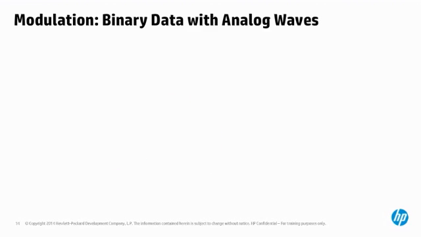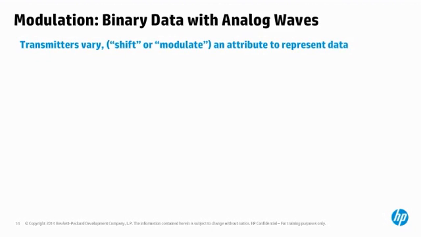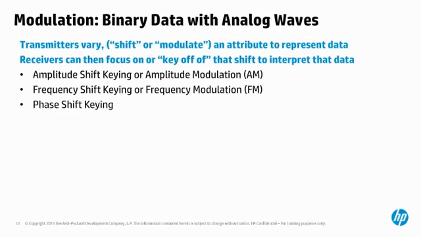Modulation is simply another term used about varying or modifying some aspect of a waveform. Transmitters can vary or modulate some aspect of a wave, such as its amplitude, frequency, or phase. A receiver can then key off of that aspect to interpret these variations as binary ones and zeros.